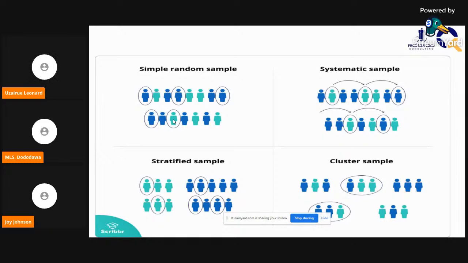So let's assume that you want to select a simple random sample of, let's say, 10 students from a population of 1,000 students. So you assign a number to every student, based on the database of the school. Then you use a random number generator to select the 10 students.